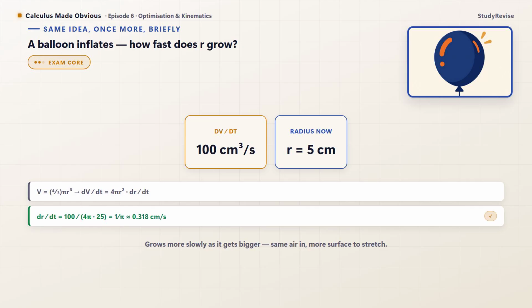Rearrange and substitute: dr/dt equals 100 over 4 pi times 25, which is 1 over pi, a little under 1/3 of a centimeter per second. Notice the balloon grows more slowly the bigger it already is. For exactly the same volume of air going in each second, the surface it has to stretch keeps getting larger.